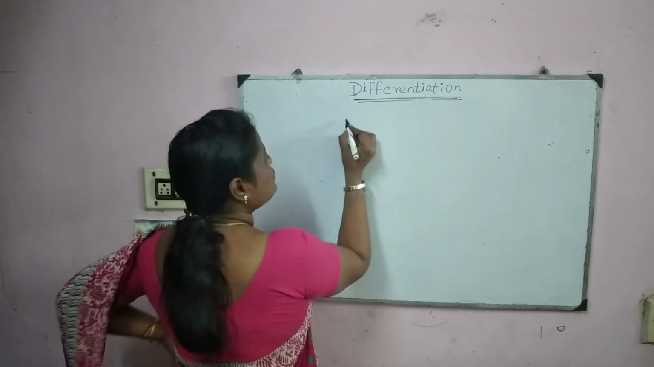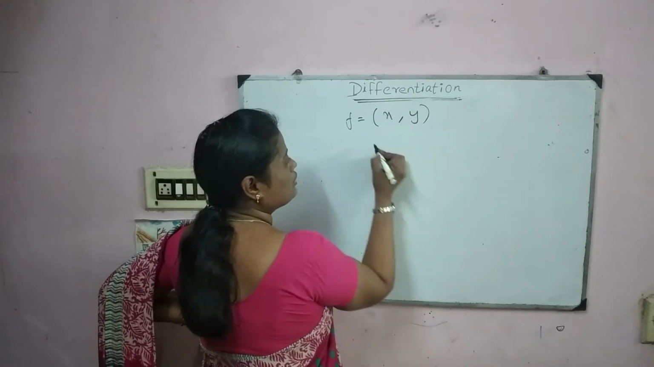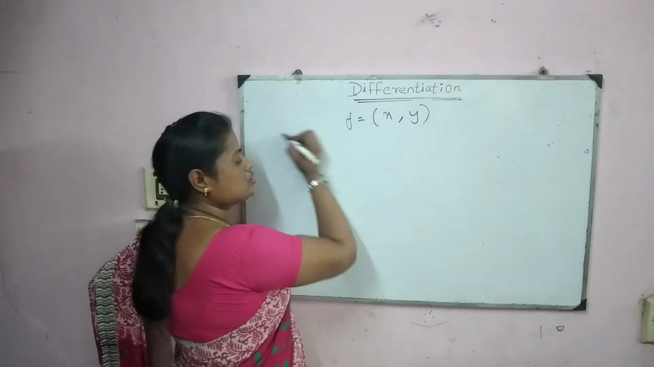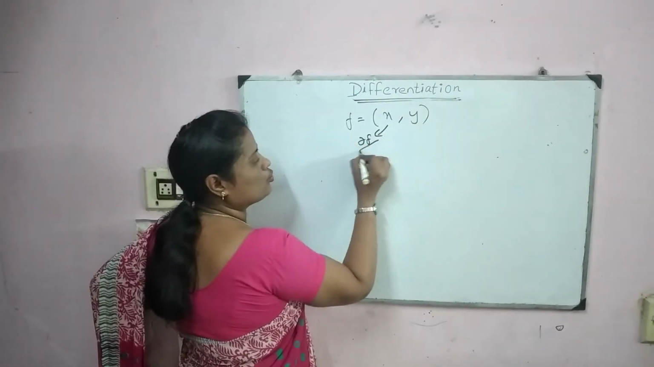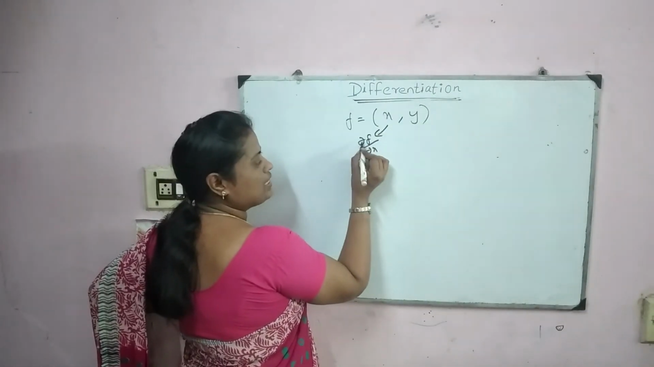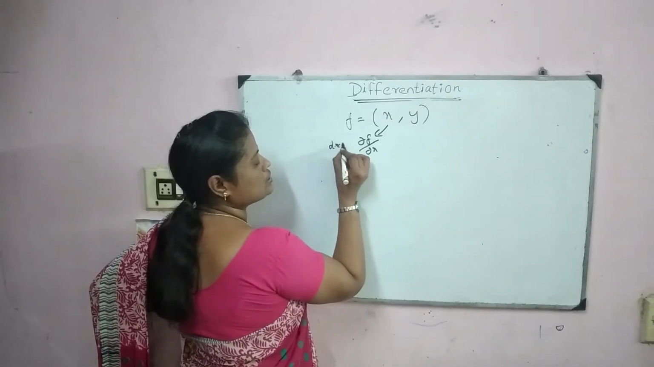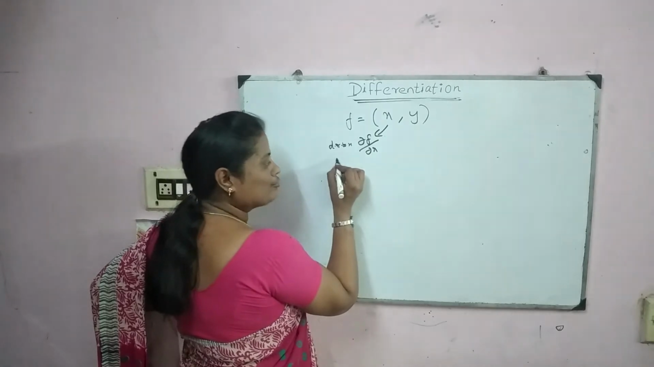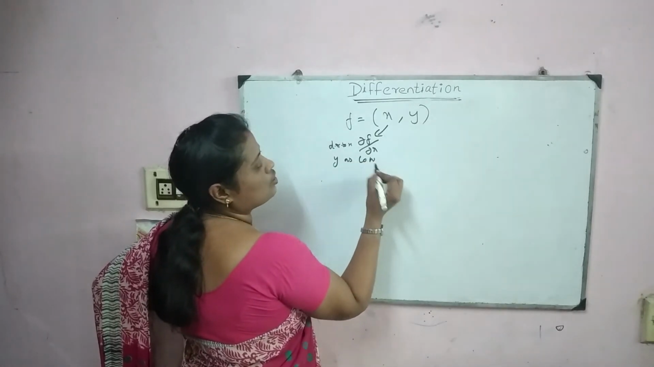So partial fraction is defined for a function f of x comma y. Partial fraction is always denoted by the symbol dou, that is dou f by dou x. It means you are differentiating with respect to x, and you have to treat y as a constant.